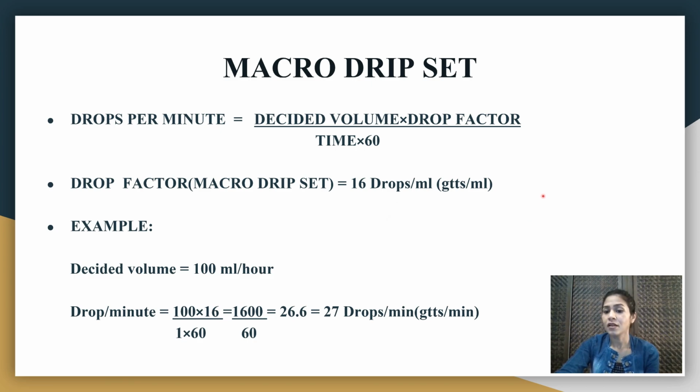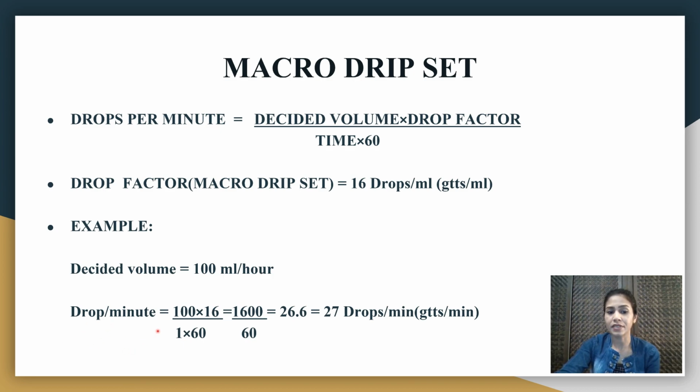For example, if you are using some other manufacturer and you are noticing 20 drops per ml, then your drop factor should be 20 drops per ml. Let us see one example. A doctor advised to give IV fluid, normal saline, 100 ml per hour for an adult patient. Now we will see the calculation.